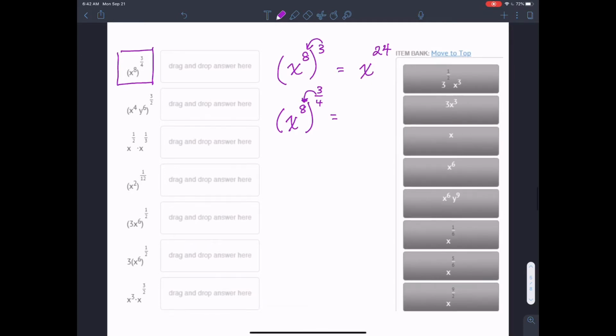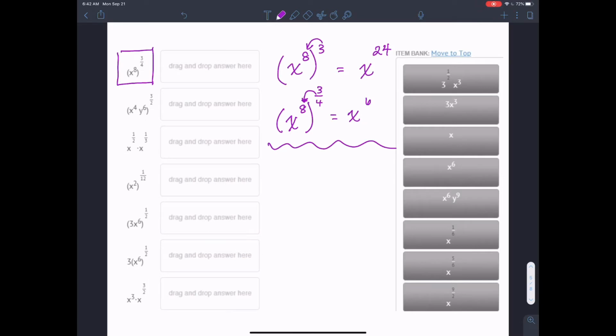So I'm going to go here. If you want to do a sidebar on your piece of paper, I'm going to do 8 times 3/4. What happens is this 4 can cancel to a 1. This can cancel to a 2. So I end up with 6. So my answer on this one would be x to the 6th power. So do you see how we're going to be doing these? It doesn't change just because there's a fraction. Our exponent law still stays the same.